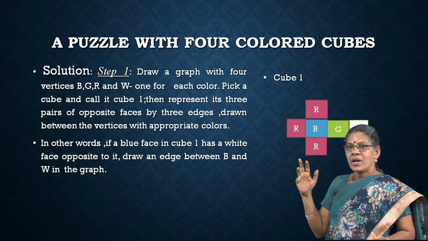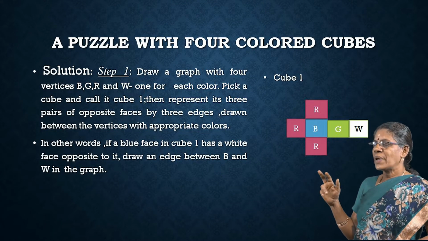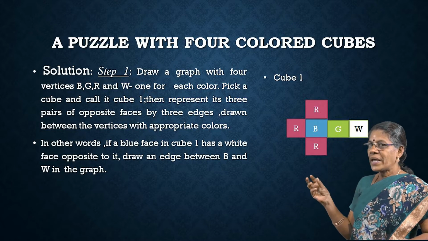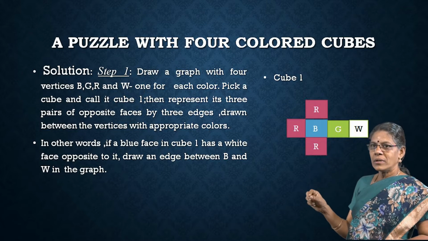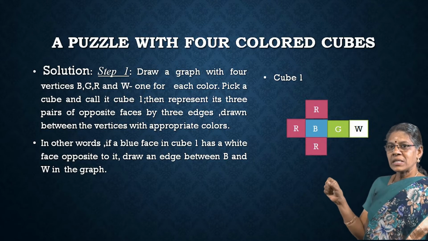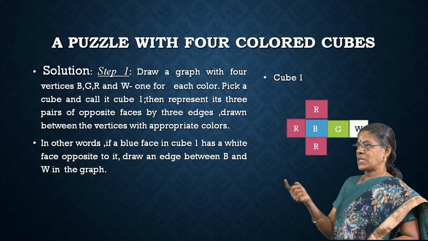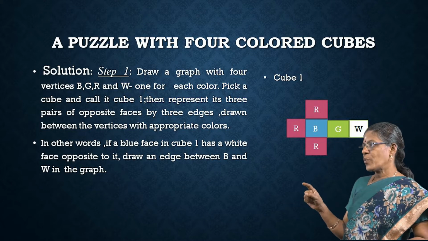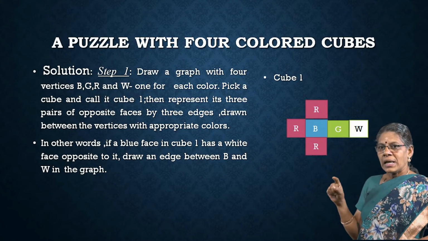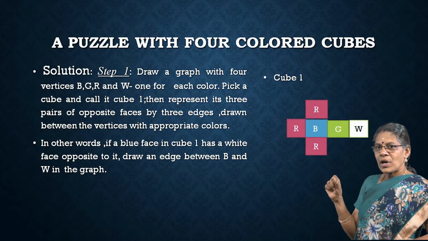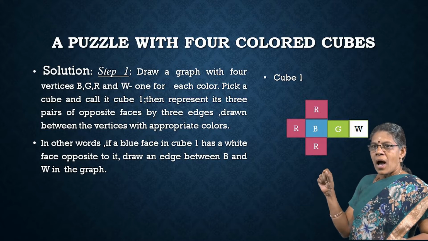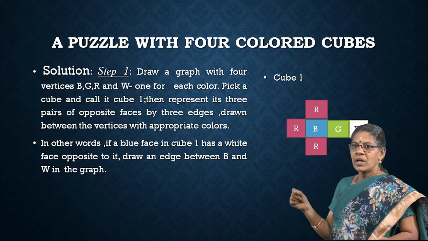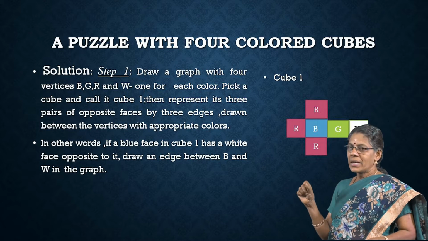Step 1. Draw a graph with 4 vertices B, G, R and W, one for each color. Pick a cube and call it cube 1. Then represent its 3 pairs of opposite faces by 3 edges drawn between the vertices with appropriate colors. In other words, if a blue face in cube 1 has a white face opposite to it, draw an edge between B and W in the graph.